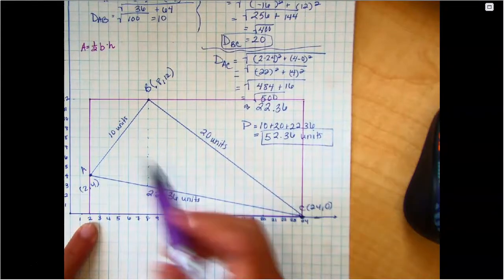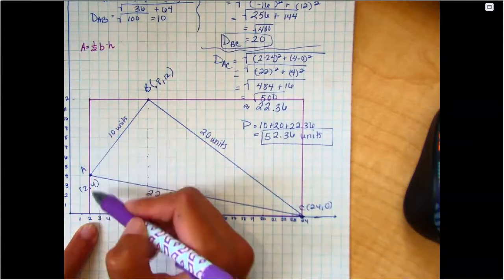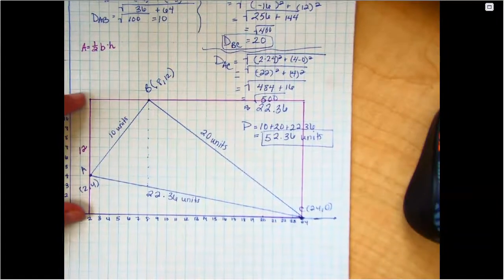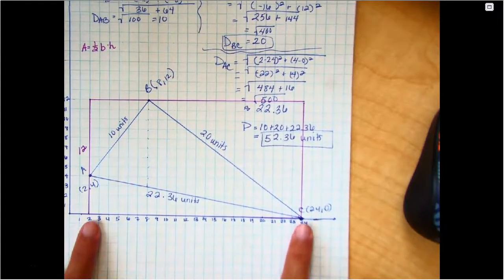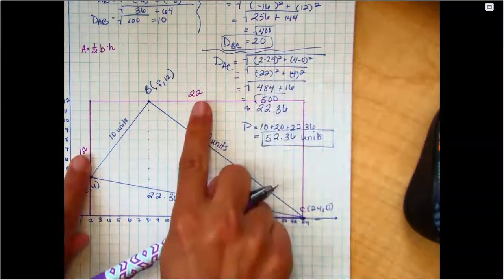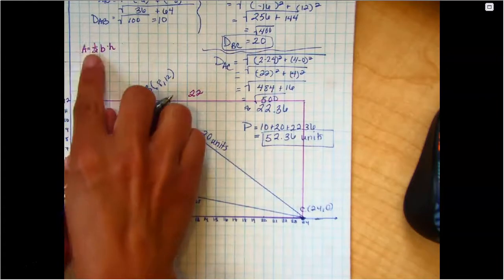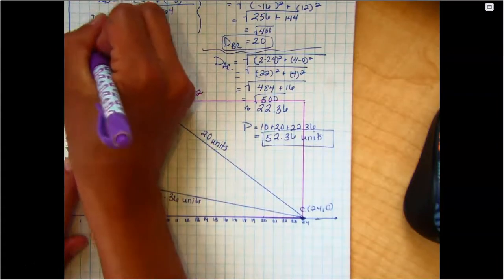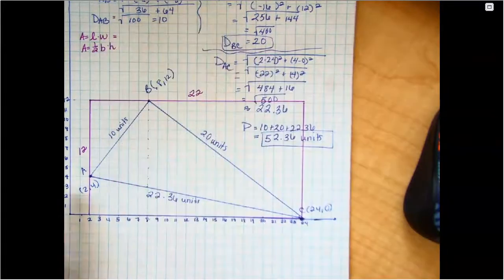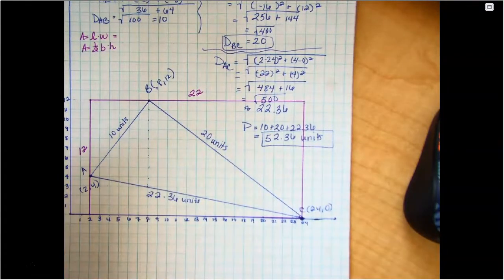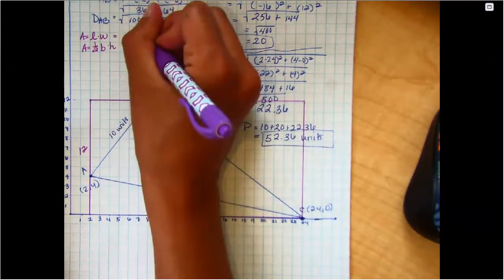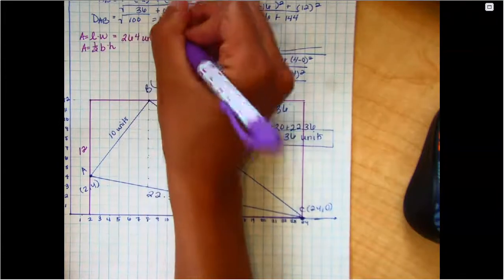So let's see. It looks like this goes up 12 units, so this is going to be 12. That's the distance from here to here. And it looks like this distance is 22, right? So the area of a rectangle, so this is for a triangle, the area of a rectangle is just length times width. That's the nice thing. So the area of this rectangle is going to be 12 times 22, which is 264 units squared.